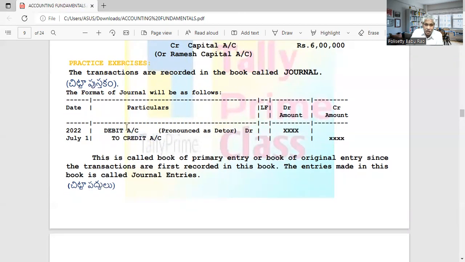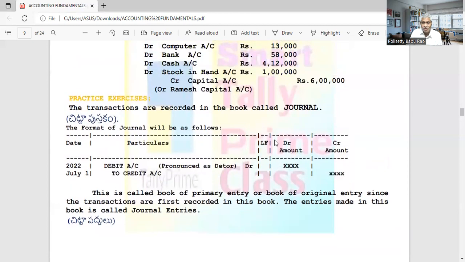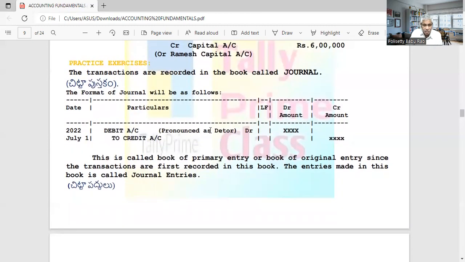If there is more than one account, at debit time all accounts debited are written on the debit side. If there is more than one on the credit side, 'To' so and so account, so and so amount, again 'To' so and so account, so and so amount. Like this, we have to write this pro forma.